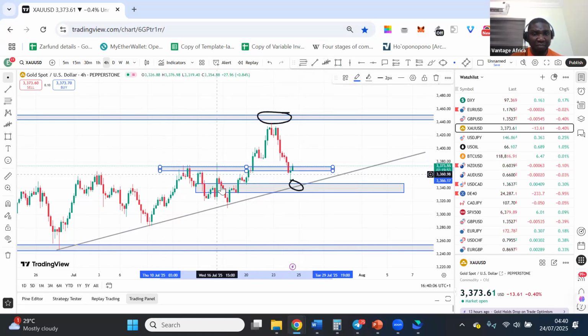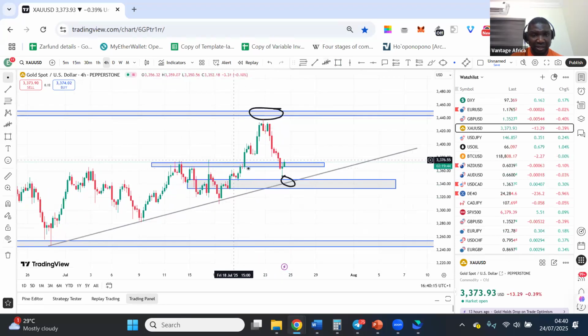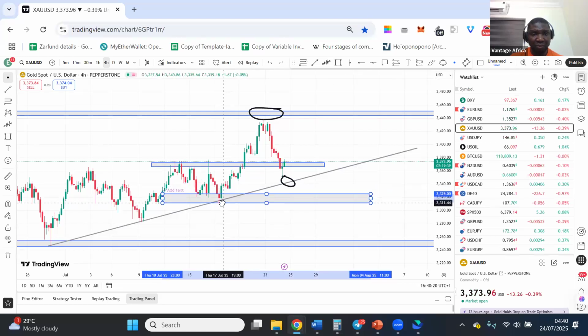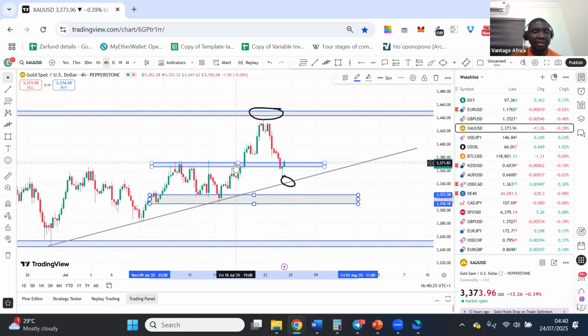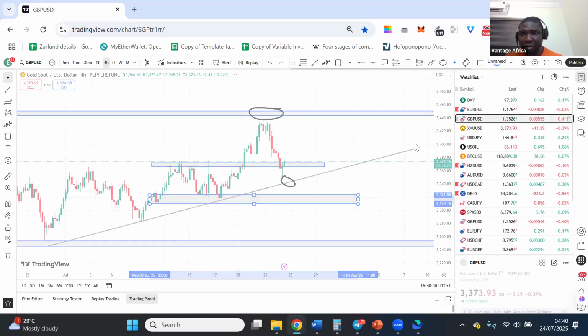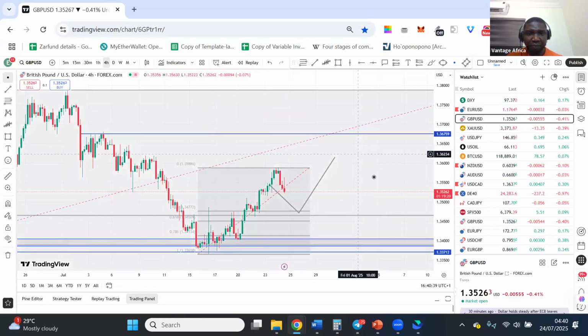Before, we had a resistance here. Price broke out of the resistance at this point and started going up. Now we have a support here. This was a resistance, and price broke out of it. What happened? Price is coming down to that area where it broke out of to start buying. This might not be a very good example. Let me see if I can get another one.